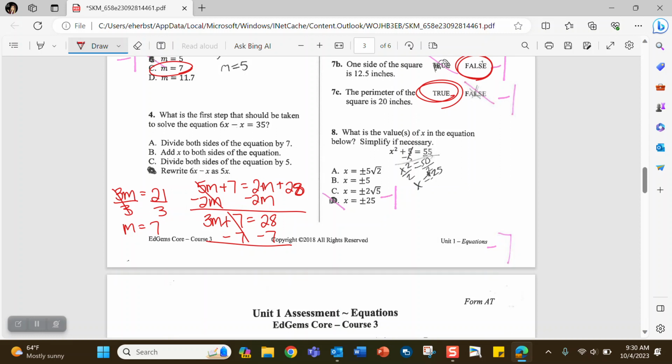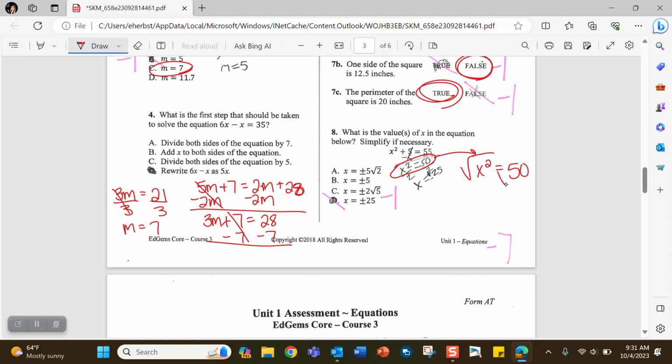Question number 8 asks to solve this equation. So you started correctly by subtracting 5 from both sides, and we got x squared equals 50. So I want to focus on this answer here. X squared equals 50. And then you divided both sides by 2. Remember, x squared is not the same thing as 2x. If it had been 2x equals 50, then we would have divided both sides by 2, but it's not 2x, it's x squared. How do we get rid of an x squared?